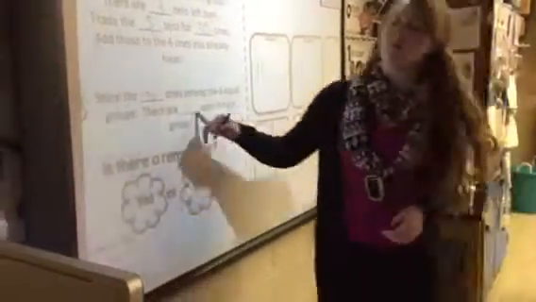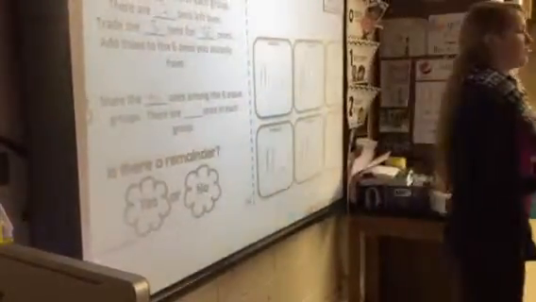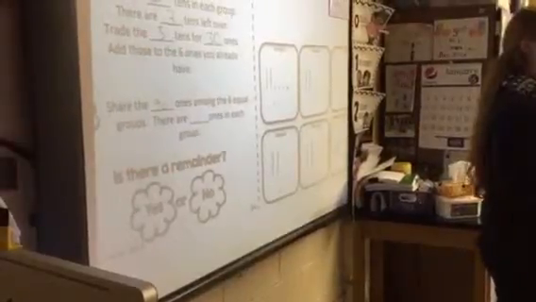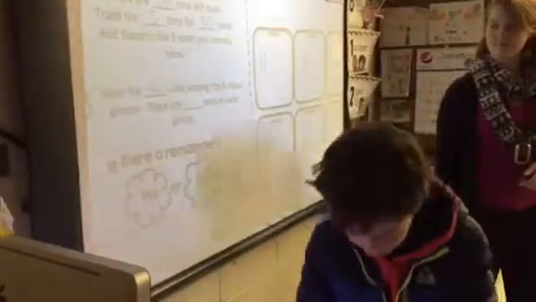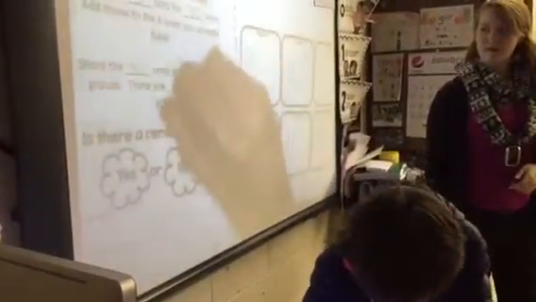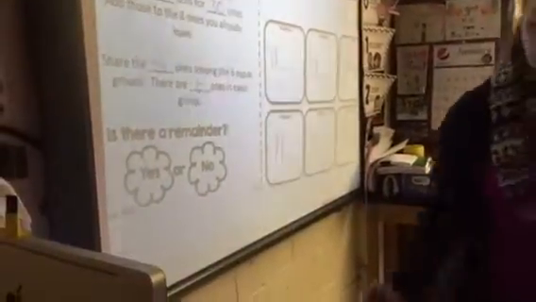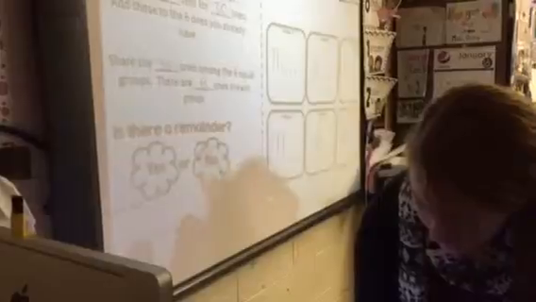So how many ones are in each group now? 6. Do I come up and write 6? Now, did we have any left over? No, so there's no remainder. So you guys can color that in. There is no remainder.